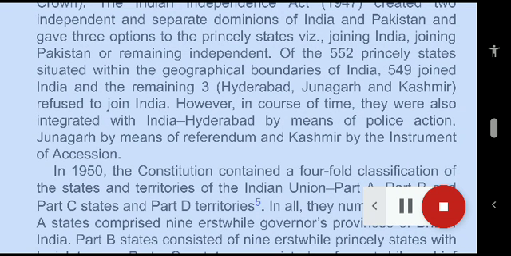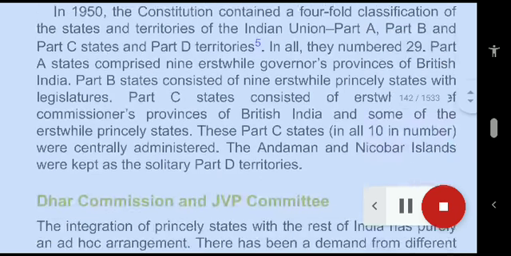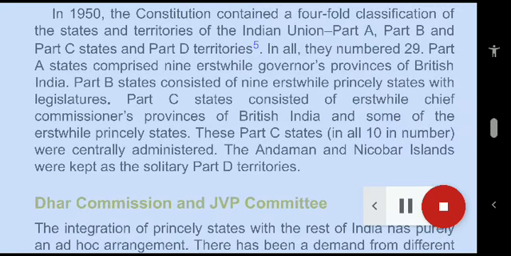In 1950, the constitution contained a 4-fold classification of the states and territories of the Indian Union: Part A, Part B and Part C states and Part D territories. In all, they numbered 29. Part A states comprised 9 erstwhile governors provinces of British India. Part B states consisted of 9 erstwhile princely states with legislatures. Part C states consisted of erstwhile chief commissioners provinces of British India and some of the erstwhile princely states. These Part C states, in all 10 in number, were centrally administered. The Andaman and Nicobar Islands were kept as the solitary Part D territories.